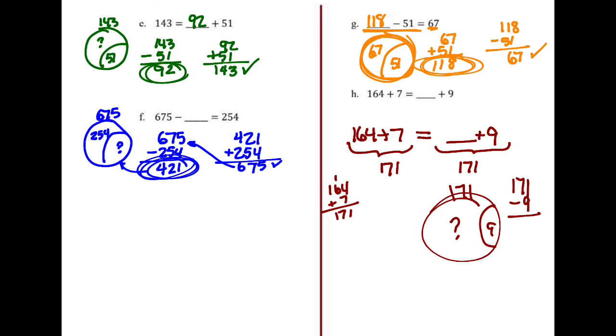171 minus 9, we're going to have to borrow. 11 minus 9 is 2. 6 comes down, 1 comes down. So 162 is your answer. And that's the end of this video.